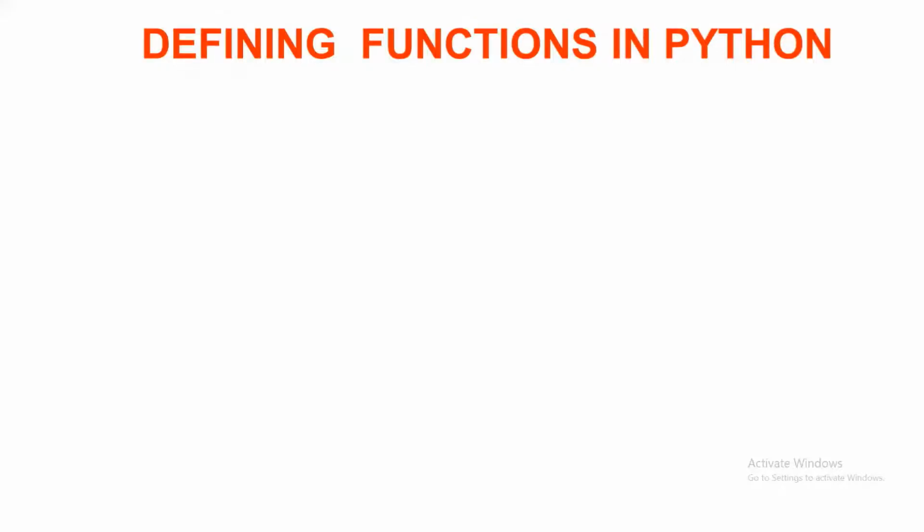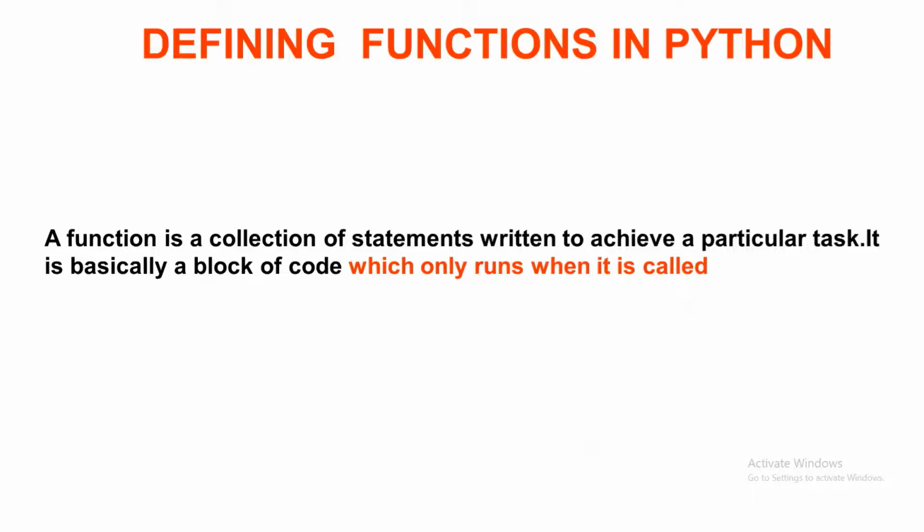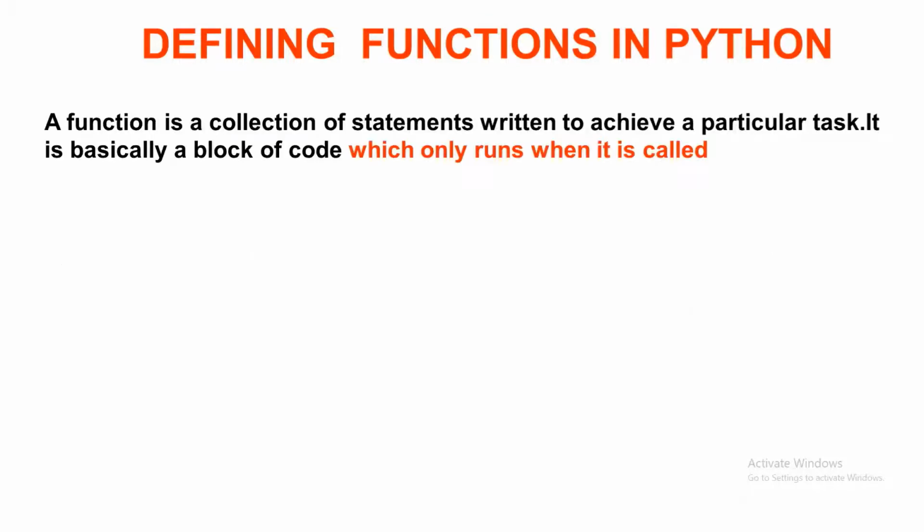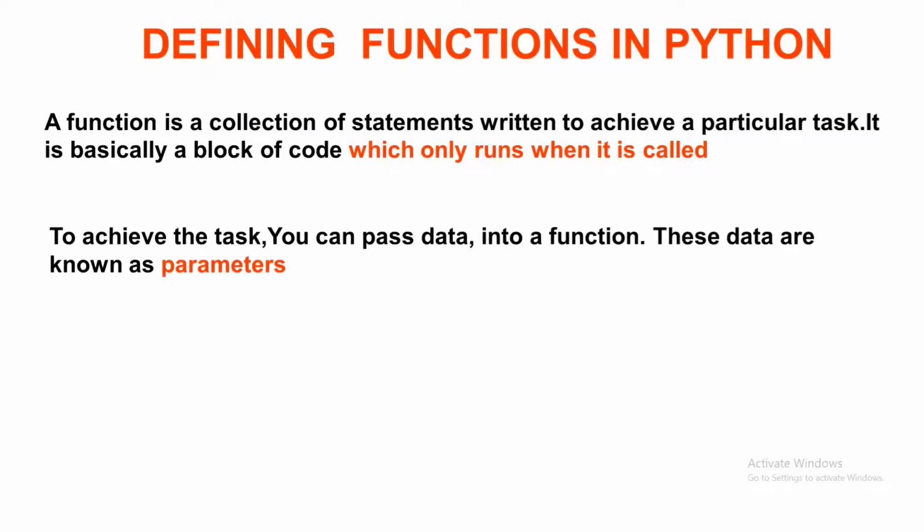Next, we'll see about defining functions in Python. That is how to define functions. A function is nothing but a collection of statements which is written to achieve a particular task. That is, you're going to have a block of code which is going to run only when it is called. To achieve this task, you may need to pass some data. So you'll be passing some data into a function, and such data which is passed to the function are known as parameters.